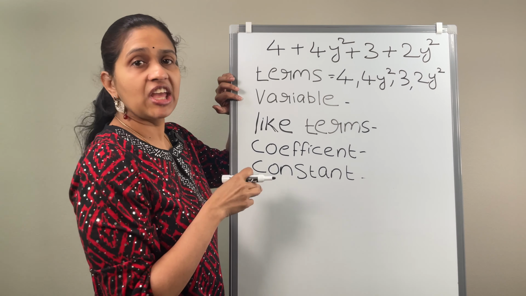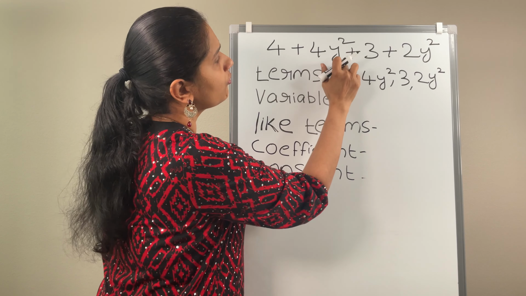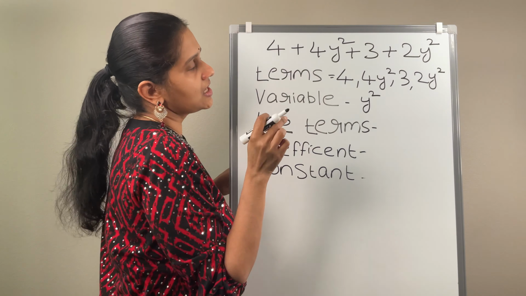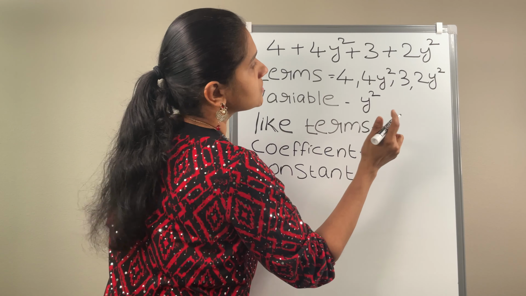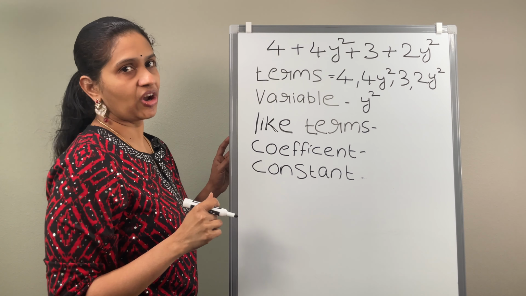Now, what are all the variables? Here, 4 doesn't have a variable. What about 4y square? The variable is y square. 3 doesn't have a variable. What about 2y square? It is y square. So, we already wrote the variable y square.